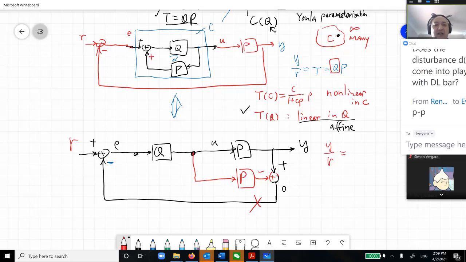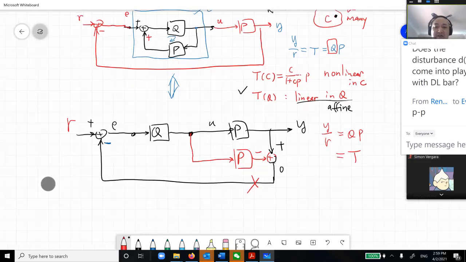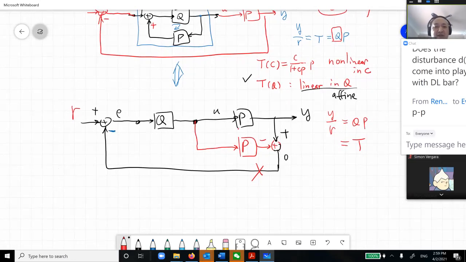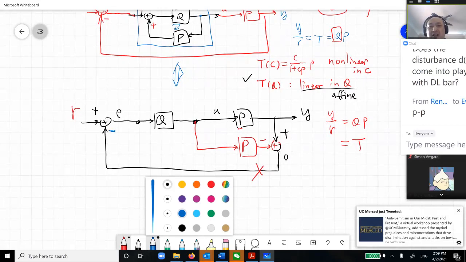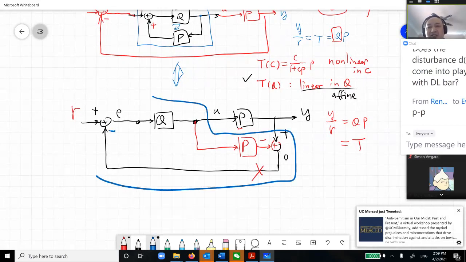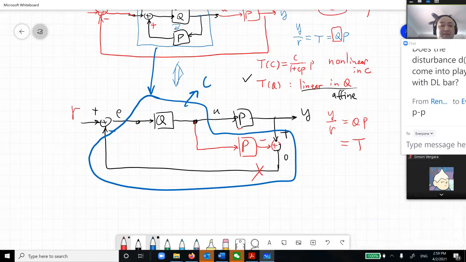Therefore, from R to Y, Y divided by R is Q times P. Oh, this is exactly T as we said before. So one of the controller designs is you try to make a copy of the system, or an estimation of it. Then you do this. So this is exactly a controller parameterization. And later on you say, oh, actually, this is my controller. This is my C. This box is just like this box. It's the same.